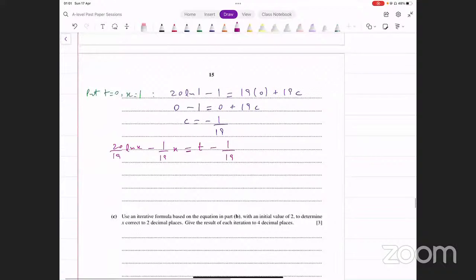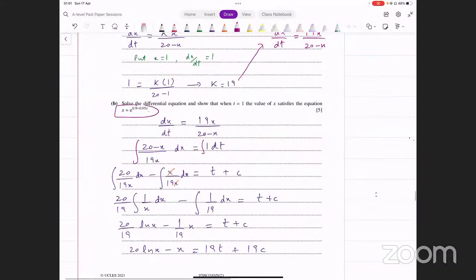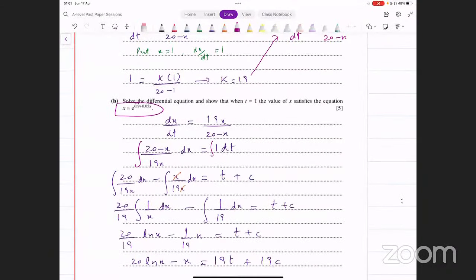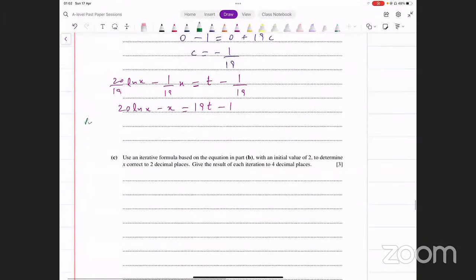If we multiply the whole equation by 19, we get 20 ln x minus x equals 19t minus 1. Now what do we have to do? We want this form: x equals e raised to power 0.9 plus 0.05x. On the right side, something should come in the power of e. So on the left side we bring the log term and take everything else to the right. It was said that when the value of t equals 1, so we input t equals 1 first, and then we have to convert it to that form.